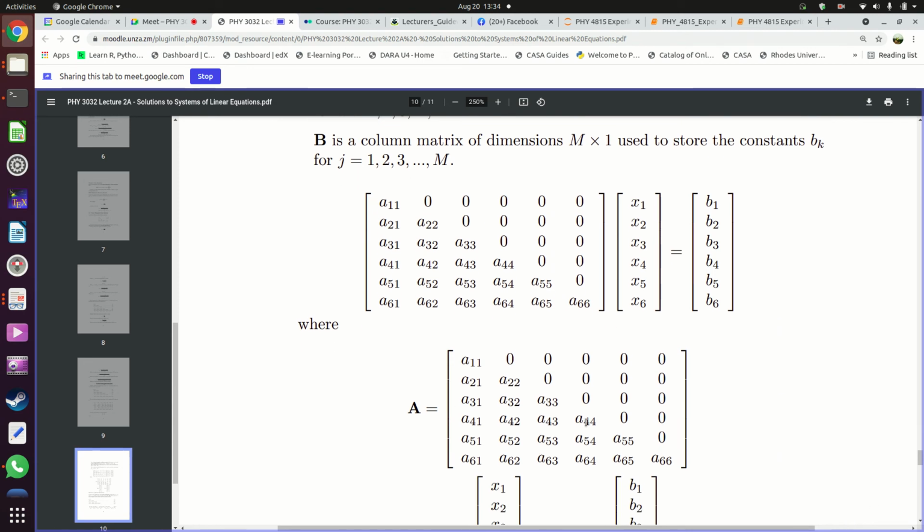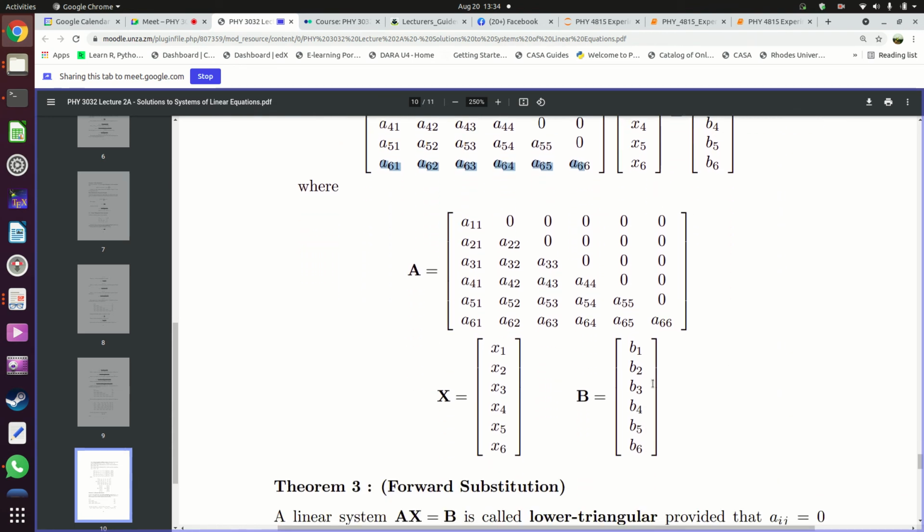In this particular case, if you want to show that these are equivalent, you multiply the first row times the column, the second row times the column, the third row times the column, the fourth row times the column, the fifth row times the column, and the sixth row times the column, like that. And that's how you do your matrix multiplication. So A is this coefficient matrix, X is this column matrix of unknowns X1 up to X6, and B is this column matrix of B1 all the way up to B6. Are we clear?